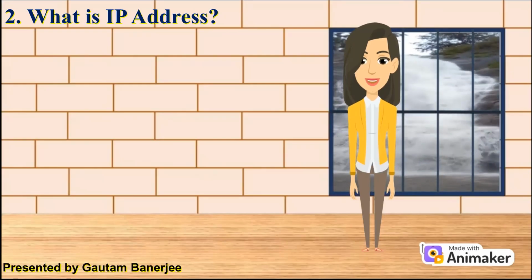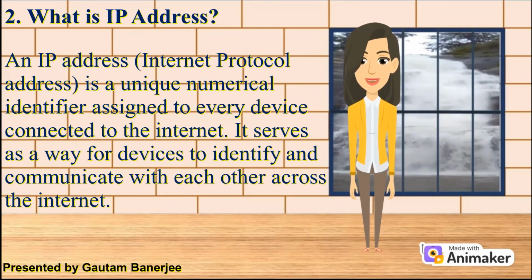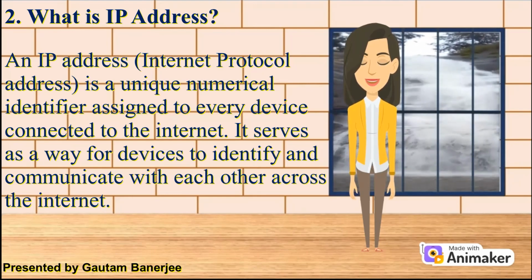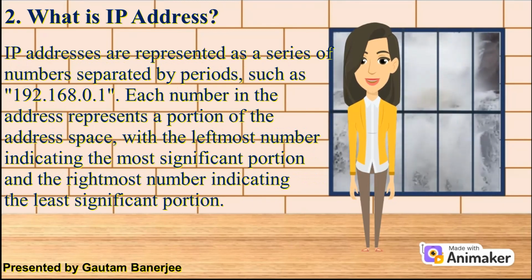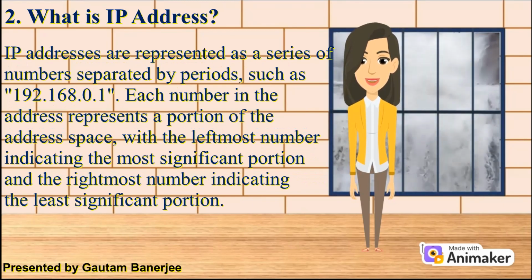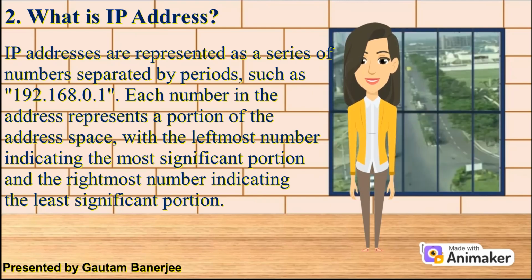What is an IP address? Answer: an IP address, Internet Protocol Address, is a unique numerical identifier assigned to every device connected to the internet. It serves as a way for devices to identify and communicate with each other across the internet. IP addresses are represented as a series of numbers separated by periods, such as 192.168.0.1. Each number in the address represents a portion of the address space, with the leftmost number indicating the most significant portion and the rightmost number indicating the least significant portion.